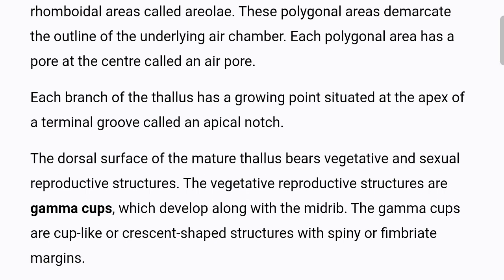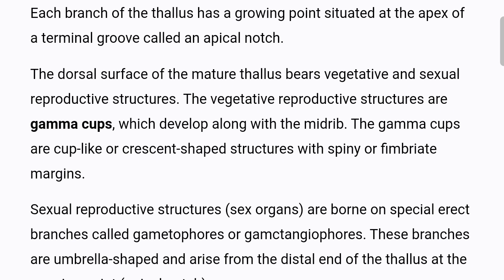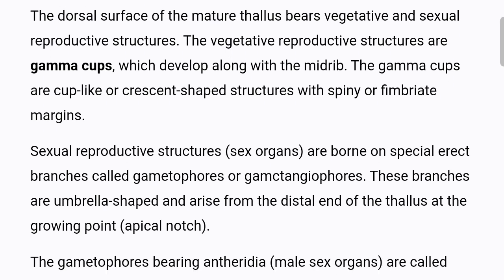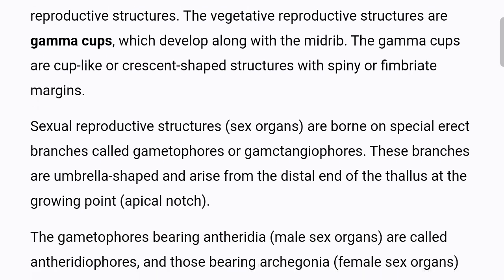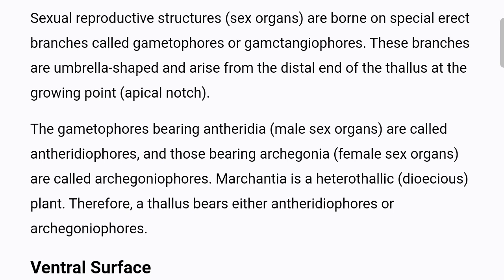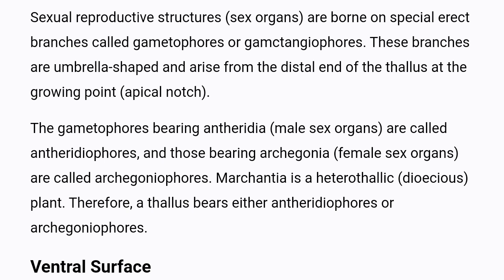Each branch of the thallus has a growing point situated at the apex of a terminal groove called an apical notch. The dorsal surface of the mature thallus bears vegetative and sexual reproductive structures. The vegetative reproductive structures are gemma cups, which develop along the midrib. The gemma cups are cup-like, or crescent-shaped structures, with spiny or fimbriate margins. Sexual reproductive structures, or sex organs, are borne on special erect branches, called gametophores, or gametangiophores.